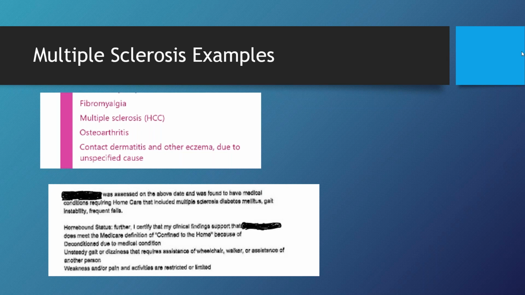I'm going to pause here for just a moment to give you time to read this slide. In this example, we can see that the MS is contributing to the need for home health. Therefore, we want to be sure to code that condition.